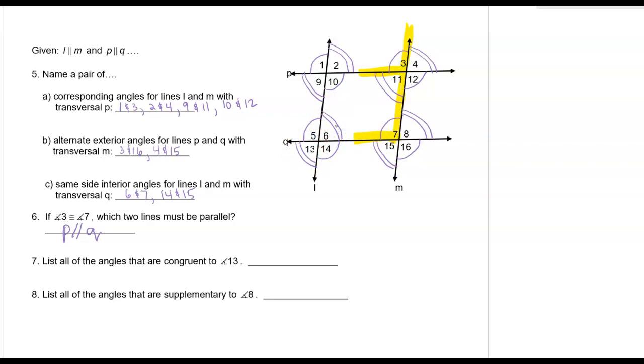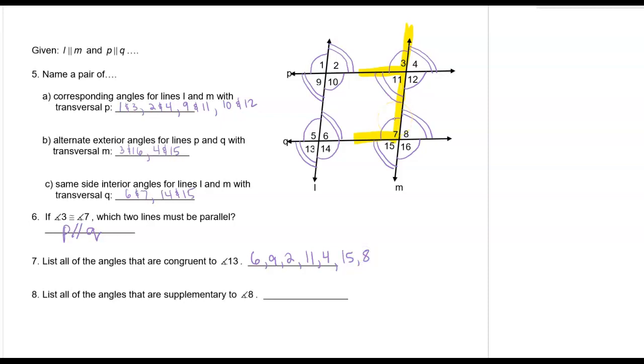So which angles were also marked congruent to 13? 13 is vertical angle to 6, so 6 is probably your first choice. Then there's 9 and 2 at that corner. There's 11 and 4 at another intersection. And finally 15 and 8 are at the last intersection.